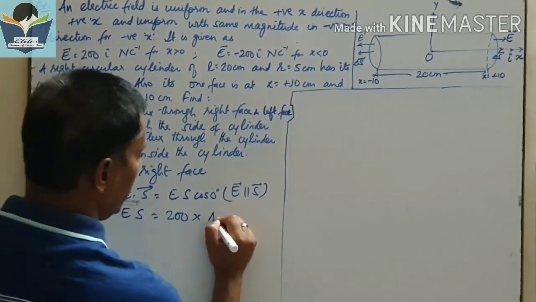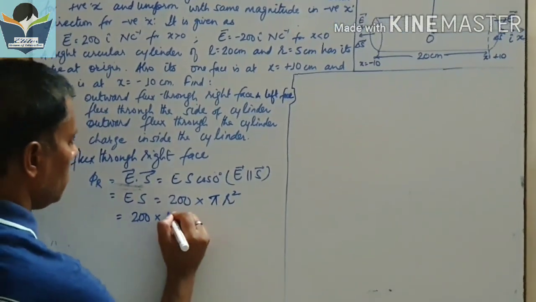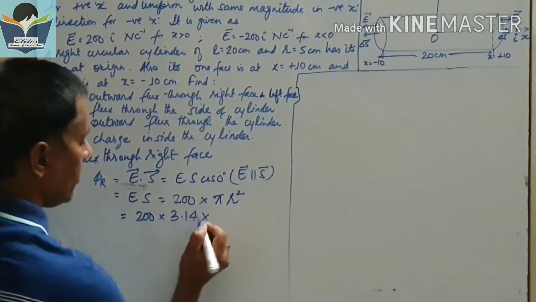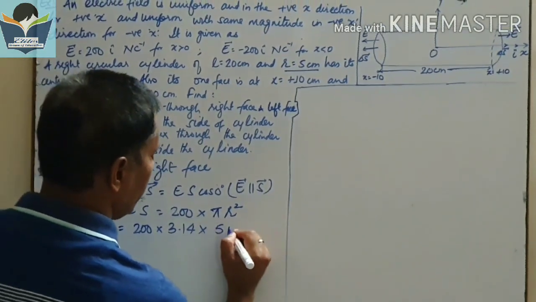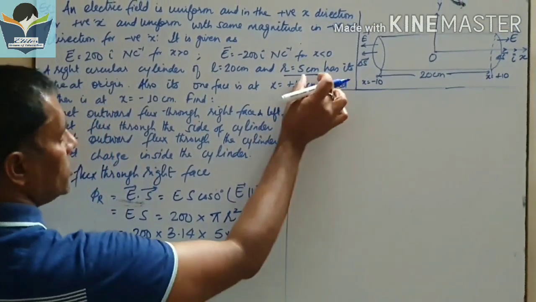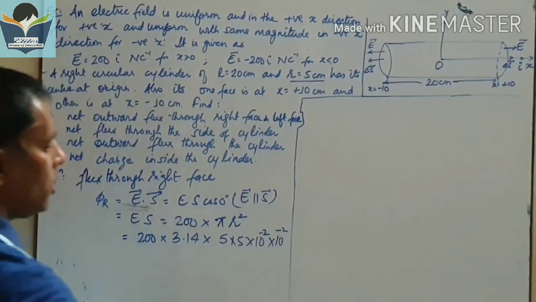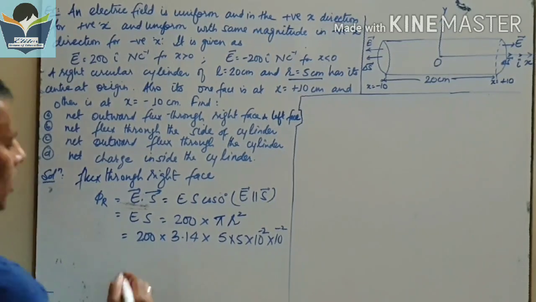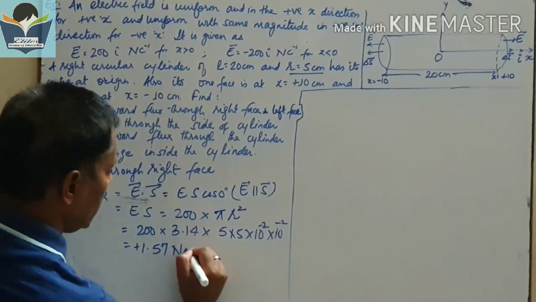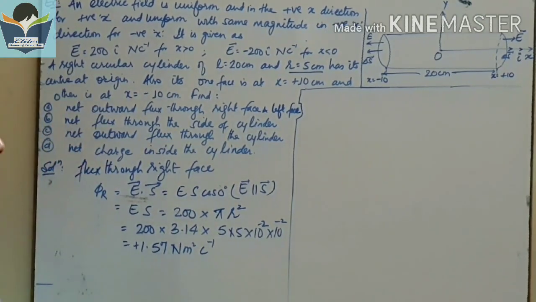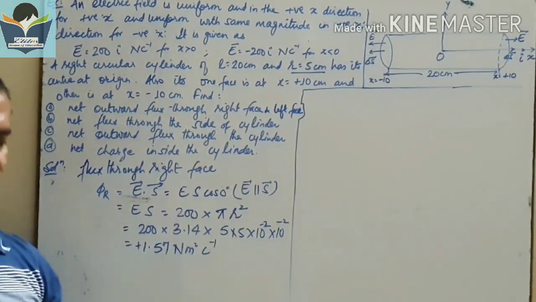So this will come out to be pi r square. So that is 200 into 3.14 into r, 5 centimeter, its square means 5 into 5. This is in centimeter, so we change it into meter by multiplying by 10 to the power minus 2. Solving it out, we get that the flux comes out to be plus 1.57 Newton meter square coulomb inverse. This is what we get, the flux through the right phase.